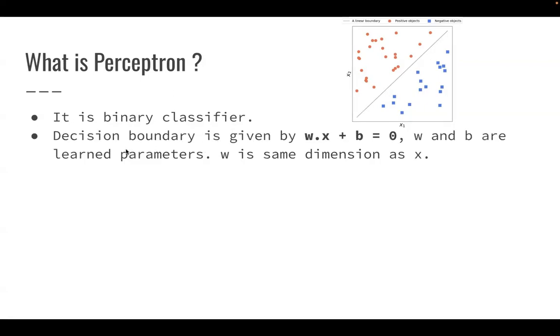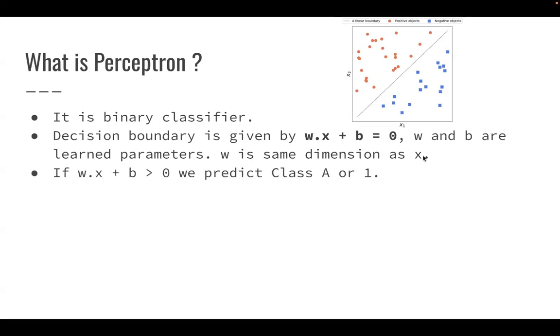So the decision boundary in perceptron is given by wx plus b equals 0, where w is the weight vector and b is the bias term. Both w and b are learned. So b is a scalar value and w has the same dimension as the data. So in this case, the weight vector is 2D and b is just a scalar value, as our data is two-dimensional data.